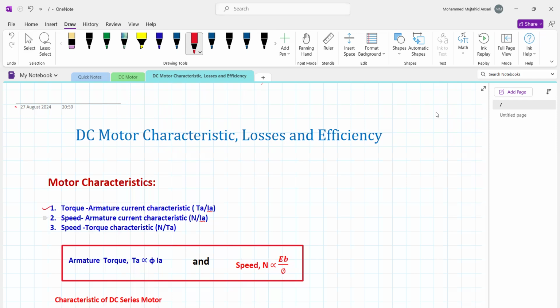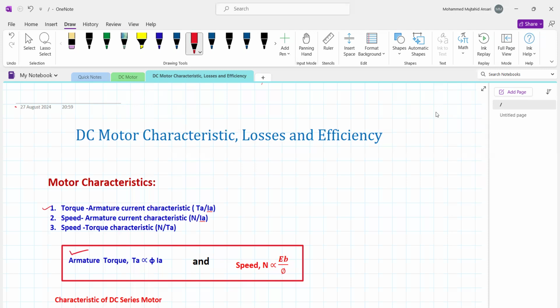Now to derive the characteristic of any type of motor, DC series, shunt or compound motor, we know the torque and armature relation, similarly speed and flux relation. The armature torque is directly proportional to flux per pole multiplied by the armature current. So this is one relation, it is very important. Now the second relation is that speed is directly proportional to back EMF and inversely proportional to flux.